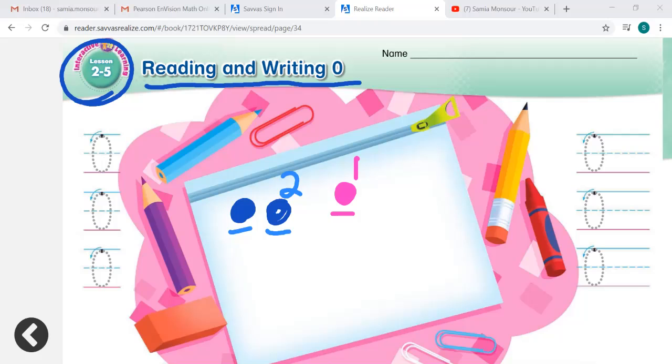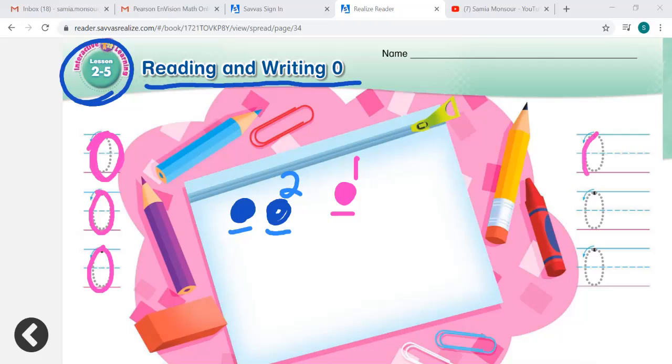So let's write the number zeros on our page over here. We start up, we go down, around, and we come back up. So see how they have that black dot? That's where we start. We start here, we go around, down, and up. So I want you to practice writing the number 0. 0 means none.